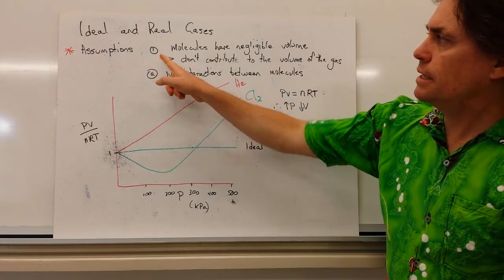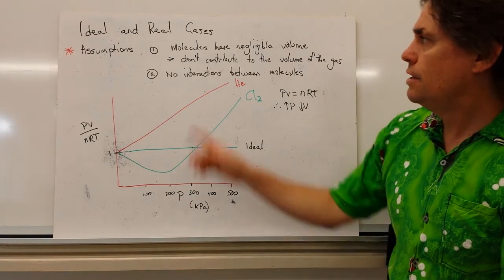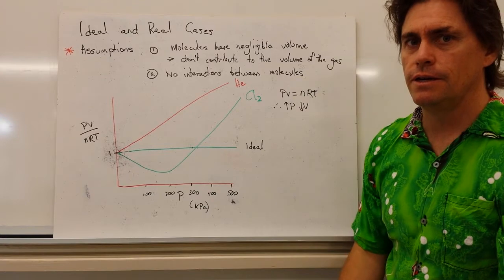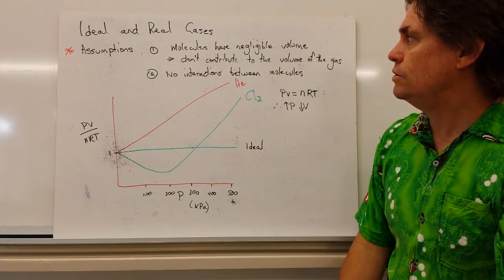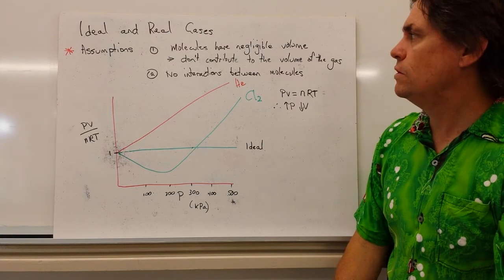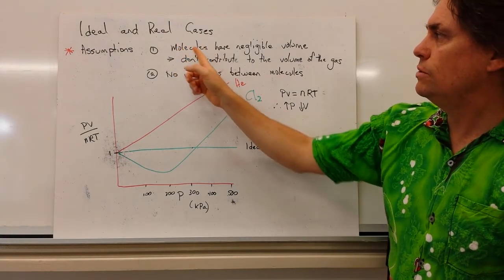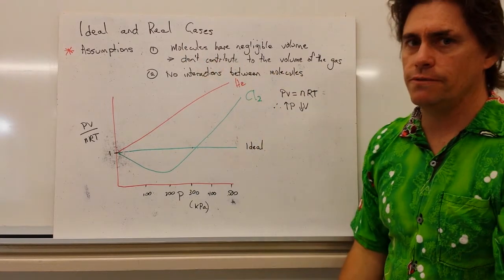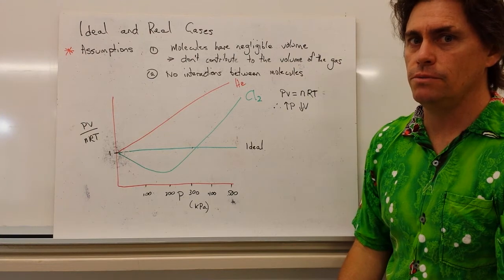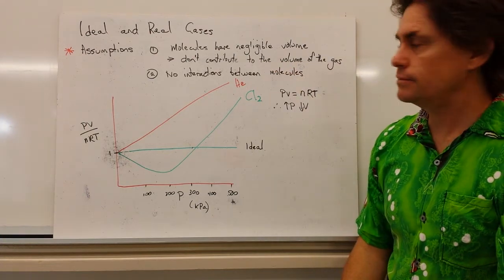Well, if we remember back to kinetic theory and how it applies to gases, we made 2 assumptions. First of all, we said that molecules of gas have negligible volume compared to the overall volume. So in other words, the volume of the individual molecule doesn't contribute to the volume of the gas. But as we know, all atoms and all molecules have a volume, therefore they should contribute to this total volume.